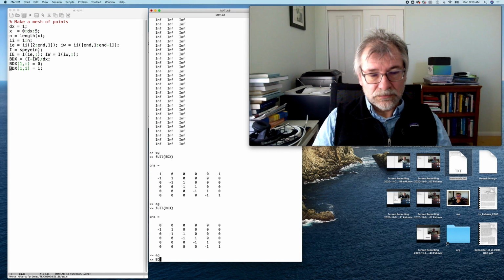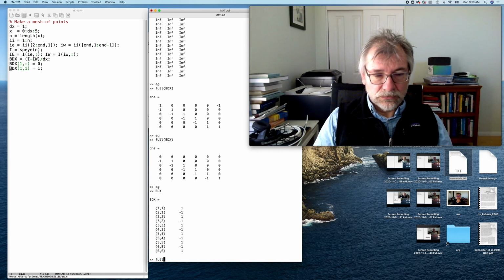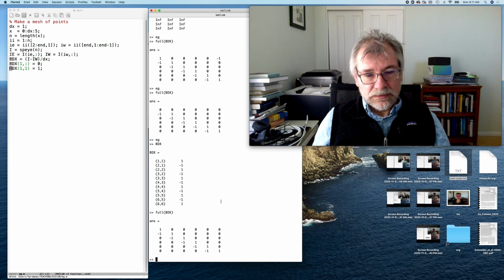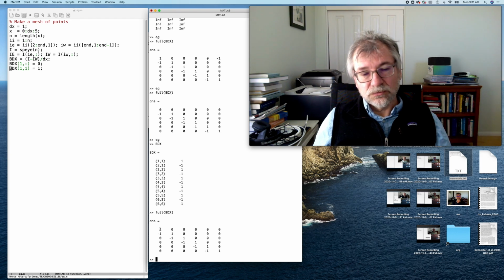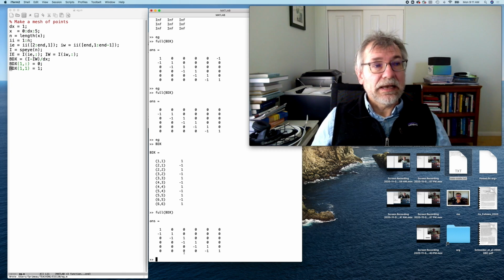So let's see what Bdx looks like now. Right, full Bdx. It is now just a 1 here, and then there are all the finite differences for all the other rows, for the first x point, the second, the third. So this is the 0th or the first x point, the second, third, fourth, fifth, and sixth. So it has 6 rows because there are 6 elements on my mesh x.